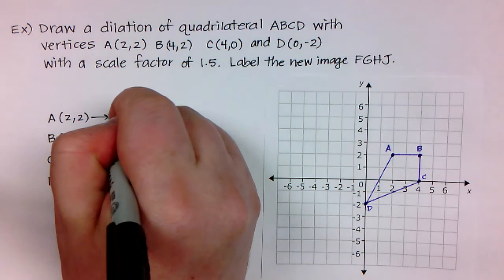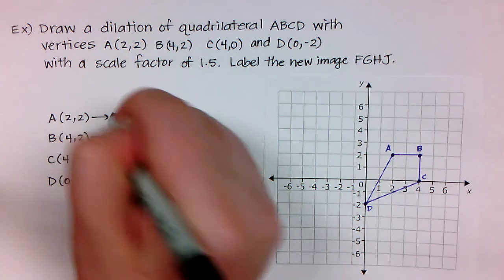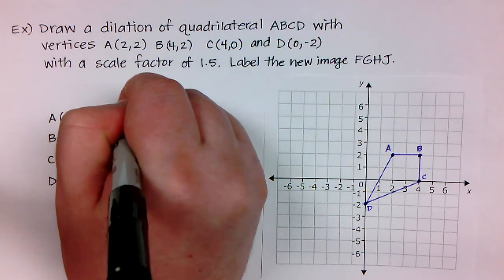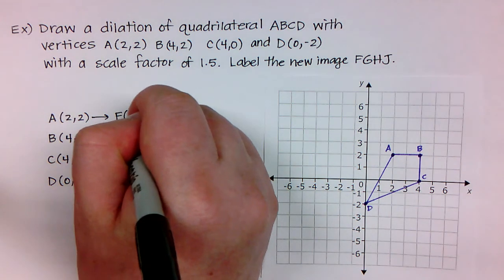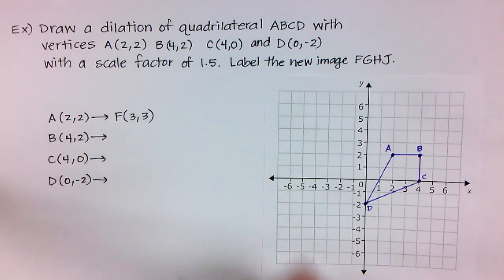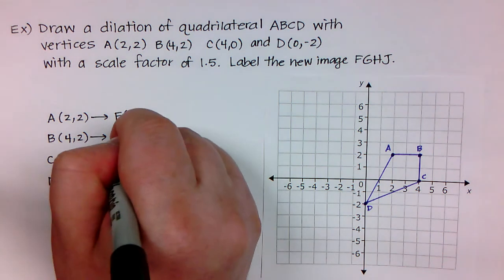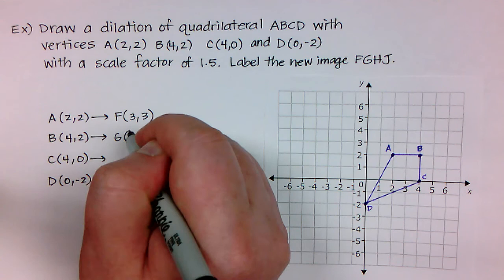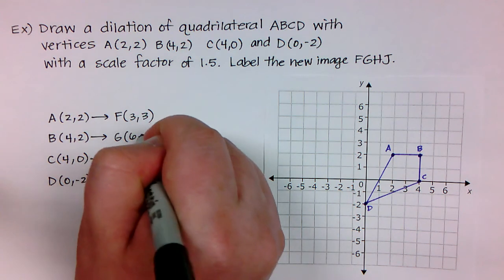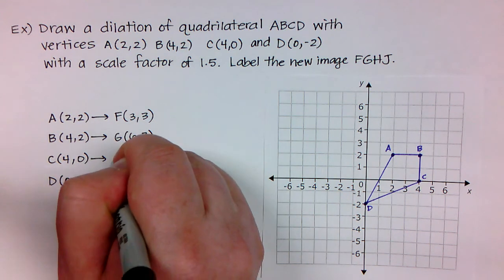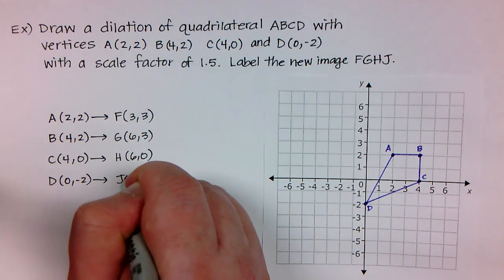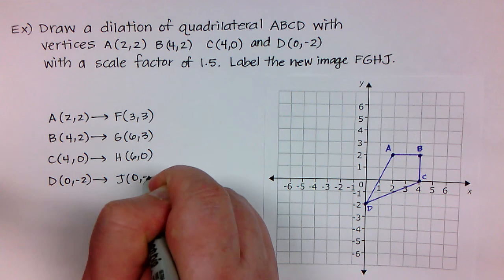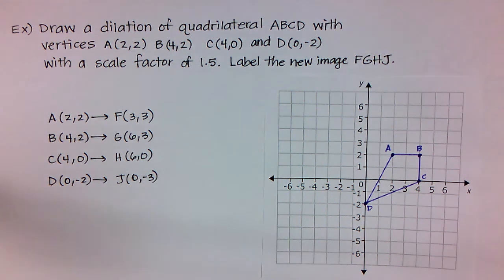Now I'm going to go ahead and find the new points for my new image. For point F, we're going to multiply the x and the y times 1.5. When I multiply 2 times 1.5, I'm going to get (3, 3). For G, when I multiply both the x and the y by 1.5, I'm going to get (6, 3). For H, I'm going to get (6, 0), and for J, I'm going to get (0, -3). Now I have the new points for my new image.